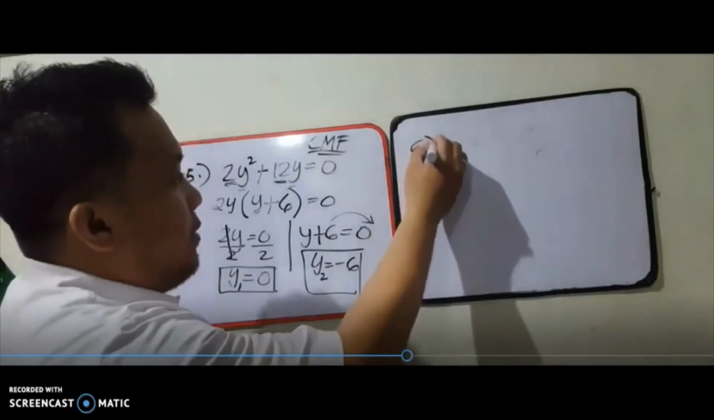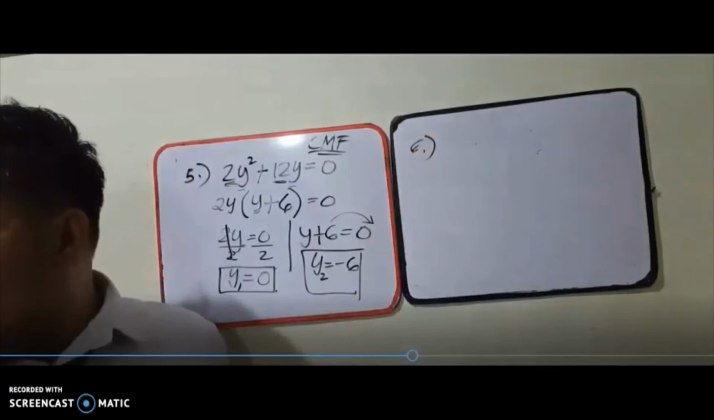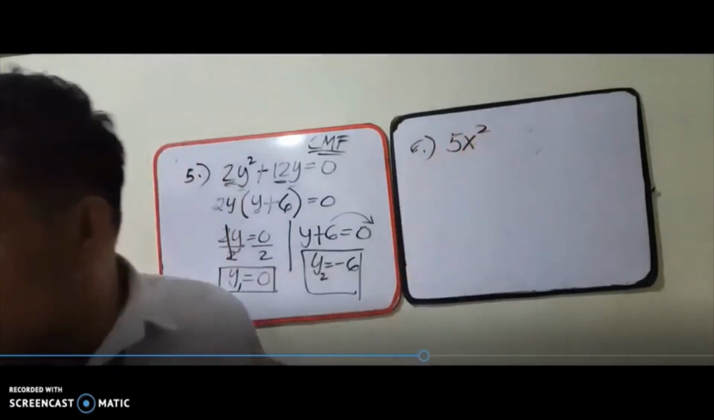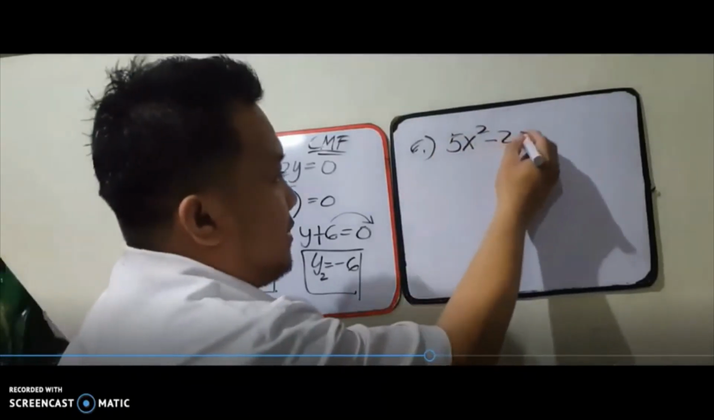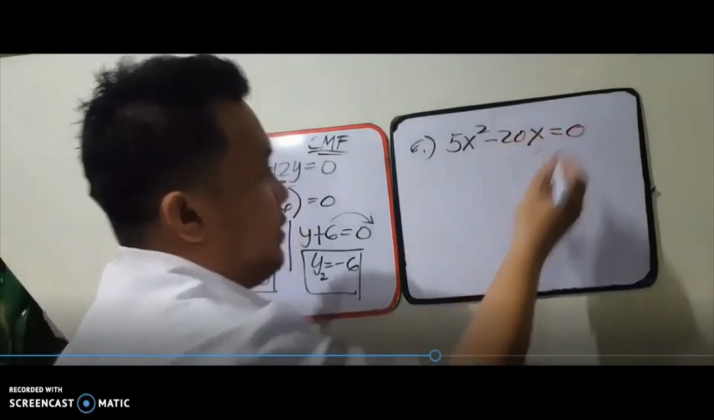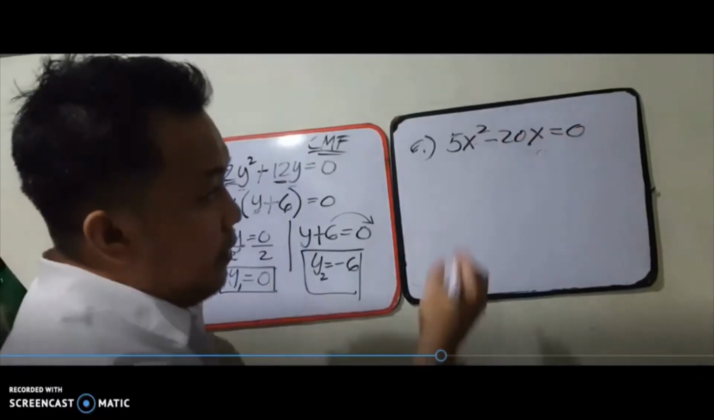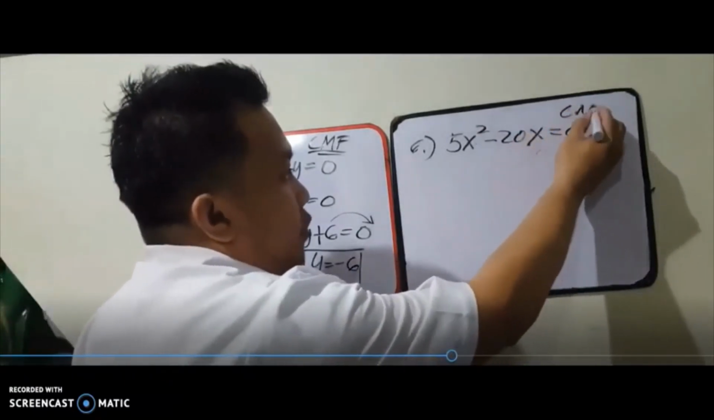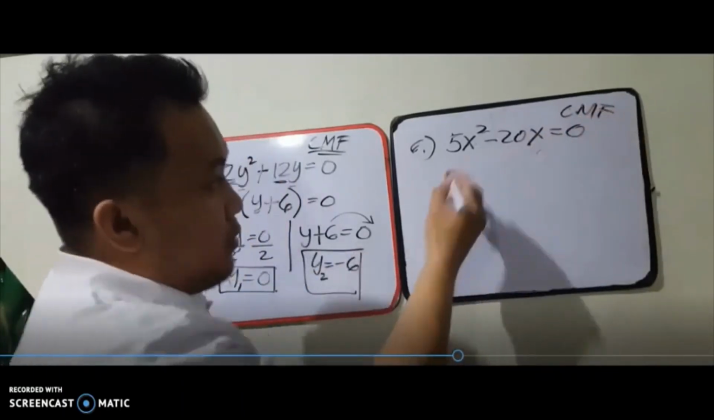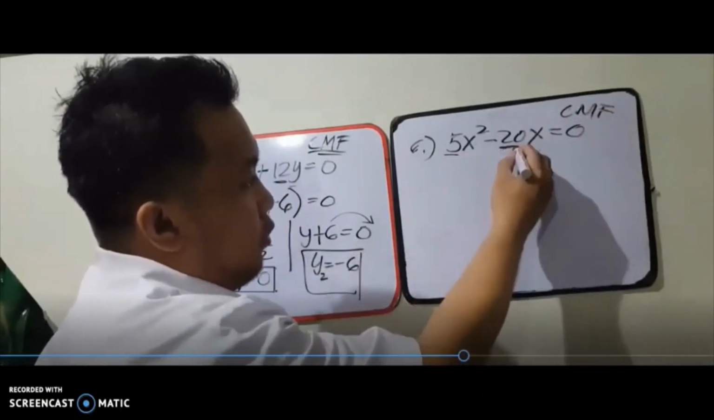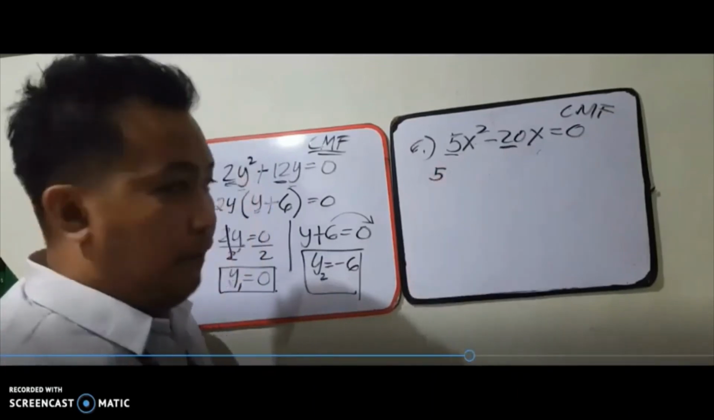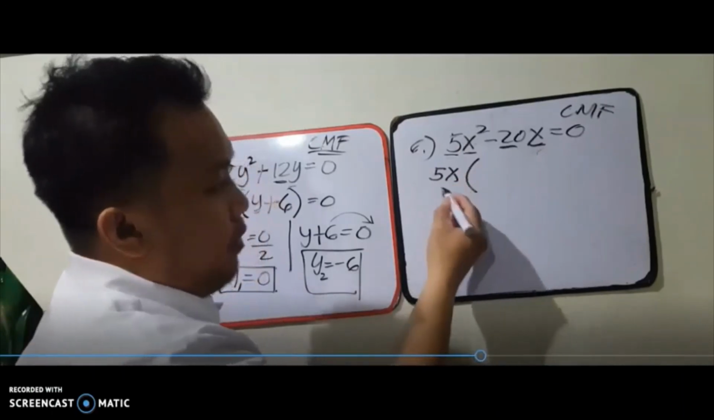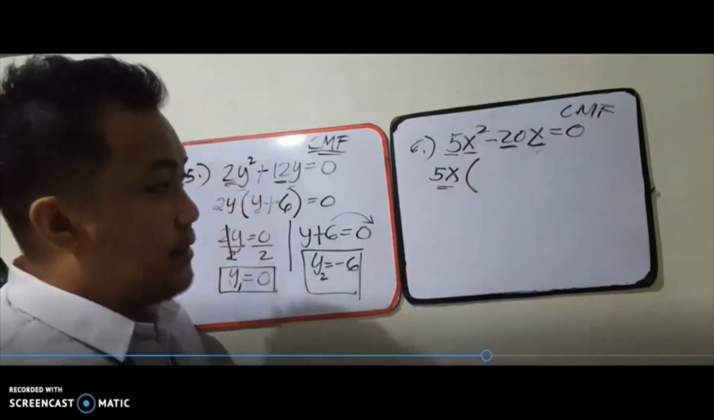Let's try another one similar to that example. So, we have here 5x squared minus 20x is equal to 0, for example. So we are going to make use again of the common monomial factoring. So when it comes to 5 and 20, both of them are divisible by 5. Then both of them are using the variable x. So we do have the common monomial factor as 5x.